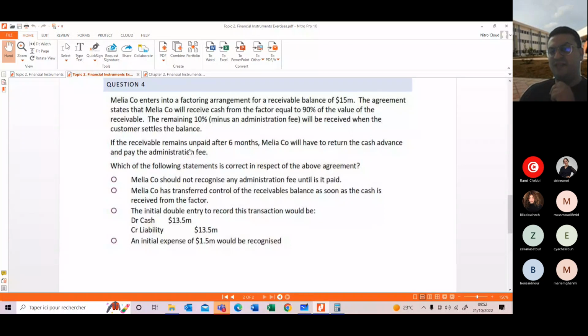If the receivable remains unpaid after 6 months, the company Melia will have to return the cash balance and pay the administration fees. Now, this is the sentence confirming that the risks and rewards of the account receivable are not transferred to the factor. So ما نجمش نقول on the recognition، ما نجمش نحط on the credit side account receivable. ناخذ الإكزامبل هنا from accounting. Okay.